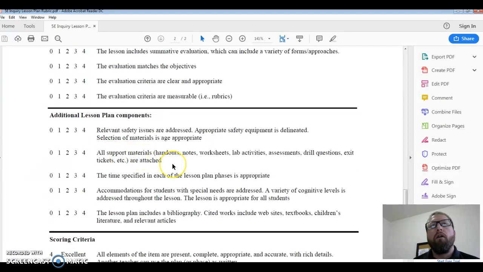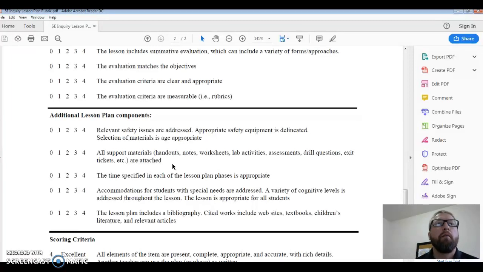You will provide all of the materials with the lesson plan. We'll go over the lesson plan template here in a moment, but any handouts, notes, worksheets, lab activities, drill questions, exit tickets, all those things you will attach as well. So anything you refer to in the lesson plan, you will attach.